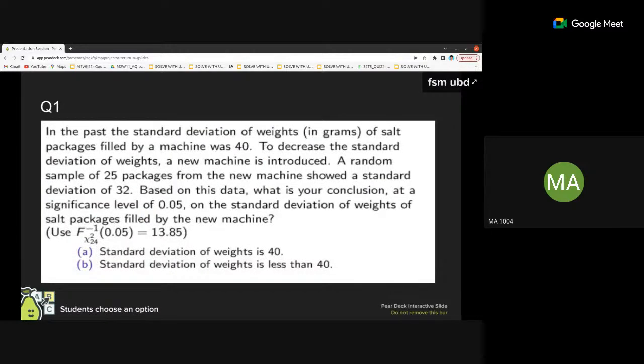In the past, the standard deviation of weights of salt packages filled by a machine was 40 grams. To decrease the standard deviation of weights, a new machine is introduced. Now a random sample of 25 packages from the new machine showed a standard deviation of 32. Based on this data, what is your conclusion at a significance level of 0.05 on the standard deviation of weights of salt packages filled by the new machine? You have to say whether the standard deviation of weights is 40 or whether it is less than 40.